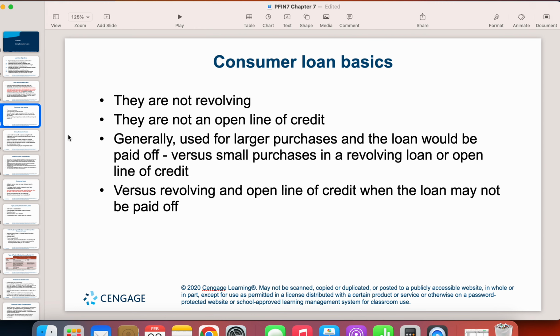So consumer loan basics. Consumer loans are not revolving, meaning that you basically take out a loan for a given amount of money and you pay it off, versus a revolving loan like a credit card where you have this outstanding open line of credit and you can make purchases against it and pay it off and have this outstanding revolving balance. These would be non-revolving loans. Generally, consumer loans are used for larger purposes. The loan would be wholly paid off versus smaller purchases that would be made with a revolving loan or an open line of credit.